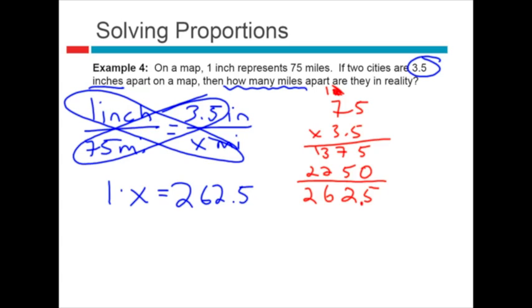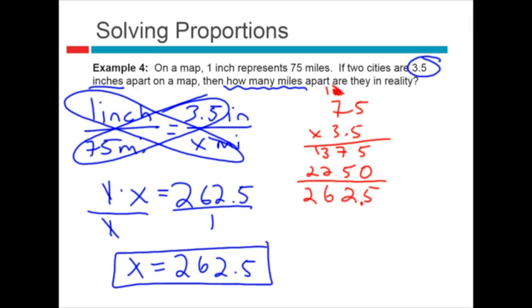All right, now we need to solve for x, our missing variable, and we always do that by dividing by the number next to the x, which is 1. And this is going to turn out to be pretty easy in this case, right? The 1's cancel, and you're just left with x equals 262.5 divided by 1, which is just 262.5. All right, cool.